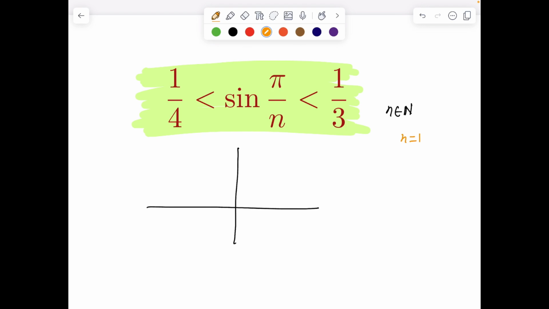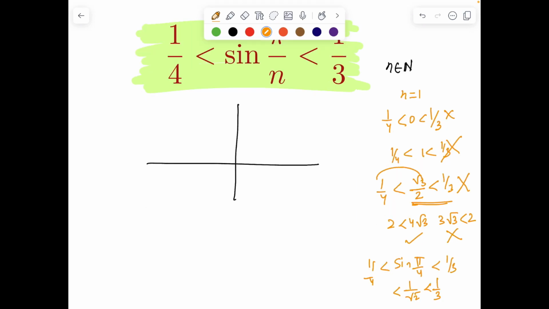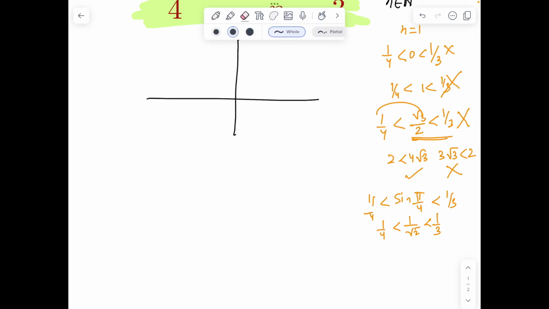Let's take n equals 1. So clearly 1 by 4 less than 0, less than 1 by 3 is going to be wrong. If I keep n equals 2, that indeed will not work, right? If we keep n equals 3, so it's sine 60, which is root 3 by 2, less than 1 by 3, 1 by 4. If I see this inequality, so 2 should be lesser than 4, it should be more than 1 by 4, right? So here again, from this inequality we'll get root 2 lesser than 4, it's fine. From the other inequality, 3 is less than root 2 is not fine.